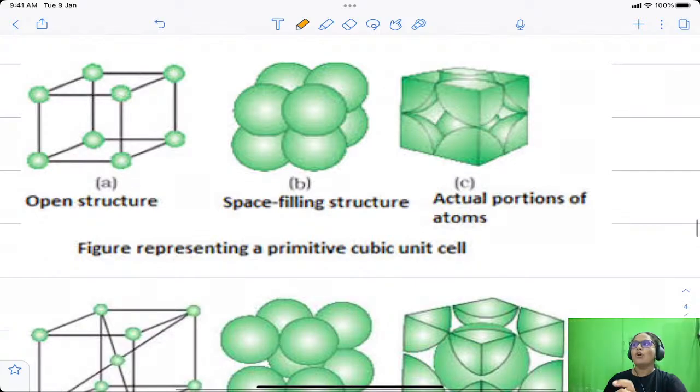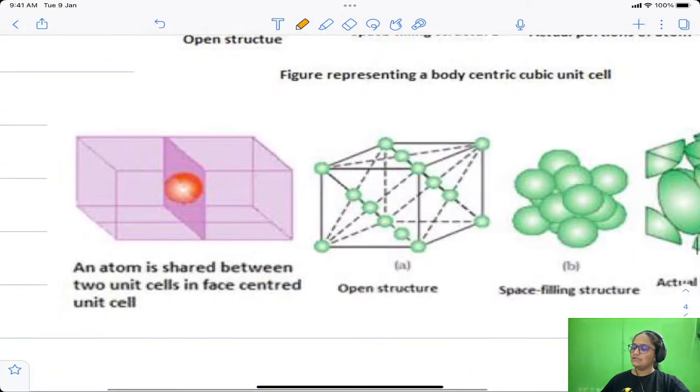If you stick all the balls together, 8 balls together in such a way that they are making a cube, this kind of structure will give rise to the space filling structure. Yes. Now what is the actual portion of atoms, that also I will explain. For that purpose let me just show you something.